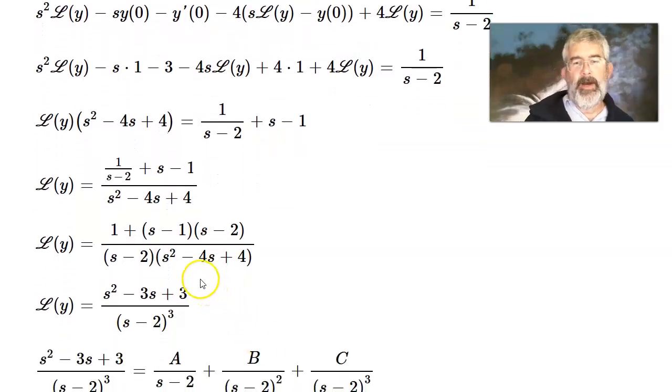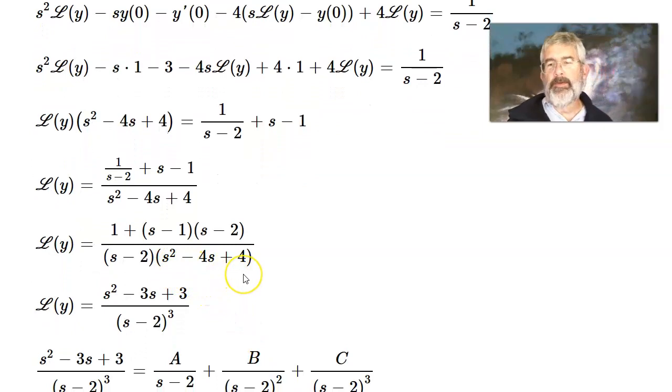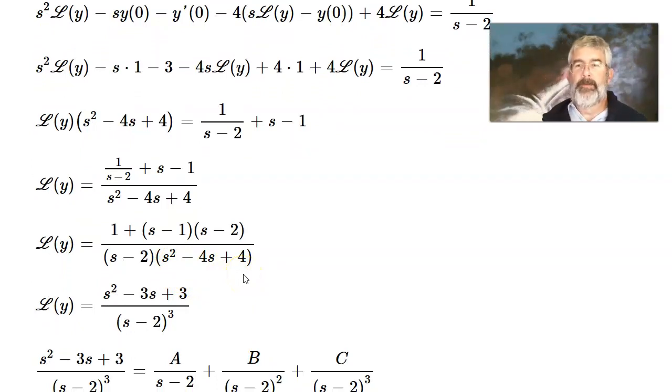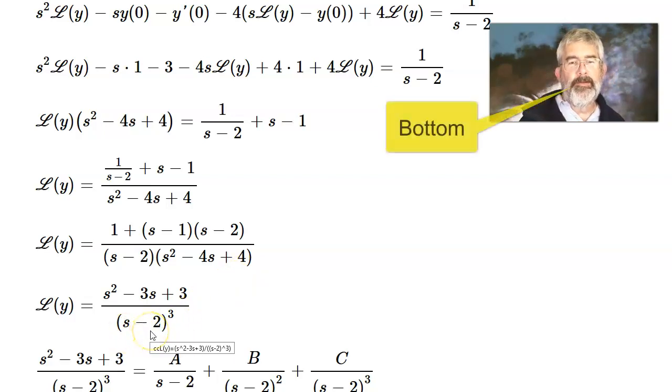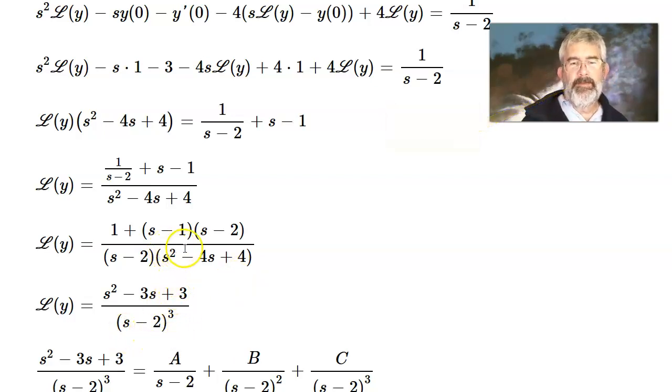Now, I also happen to notice that s squared minus 4s plus 4 factors into s minus 2 times s minus 2, and so I end up with an s minus 2 cubed on the bottom, and in the numerator I've just multiplied this out, so s squared minus 3s plus 2, but then there's another plus 1, so it's plus 3 there.